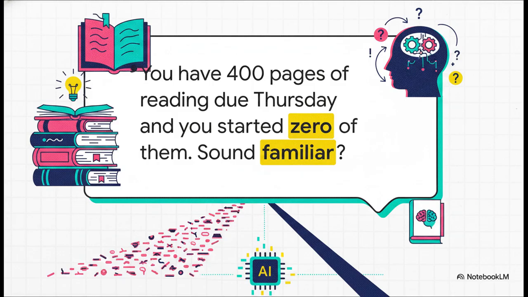Whether you're a student or a pro, that feeling of being paralyzed by just the sheer volume of information is real. We're always stuck choosing between skimming everything and not really getting it, or diving deep into one thing and ignoring everything else. But what if AI could give us a third option?